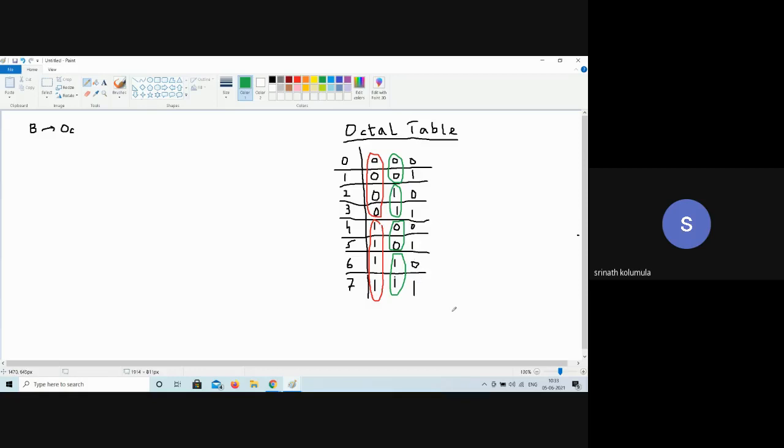People, did you understand? Yes, sir. Okay. So this is what is an octal table. Now, can you construct a hexadecimal table? Tell me, based on this.